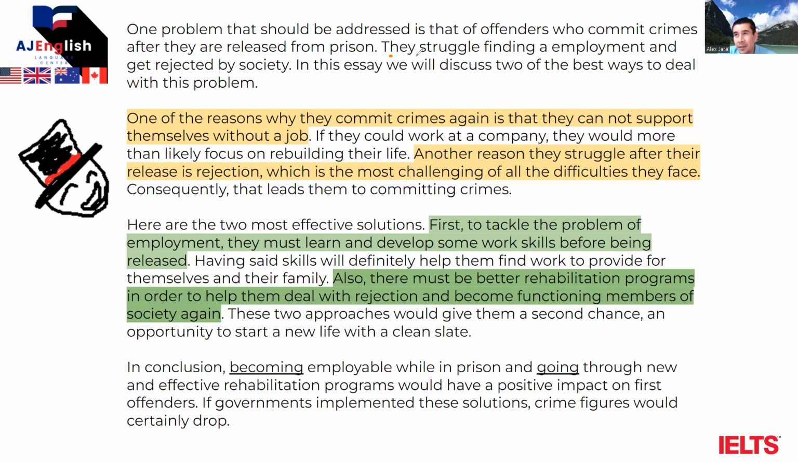And then they show finding employment and being rejected by society. Two reasons why. Even though they don't say that, they kind of added to that. Maybe this could be phrased a little bit better, perhaps. And then they do the extra points. In this essay, we will discuss two of the best ways to deal with this problem.